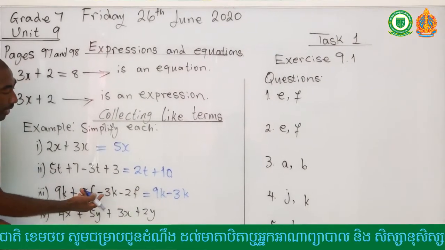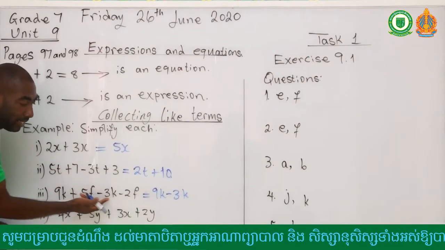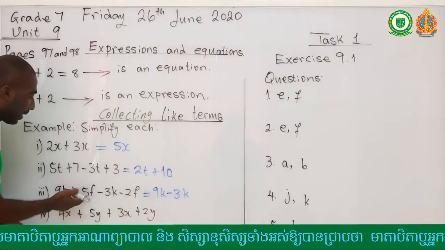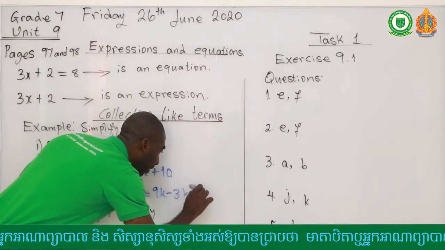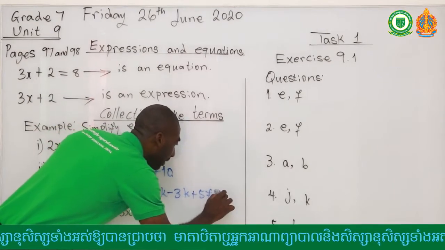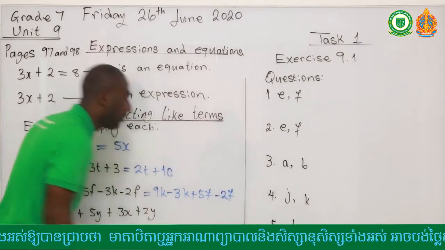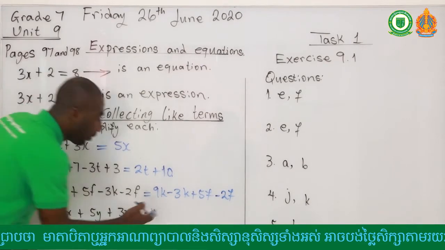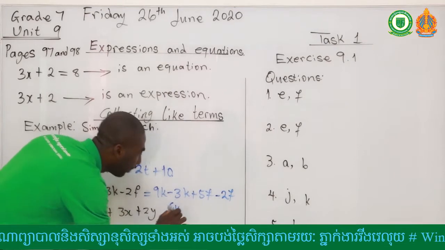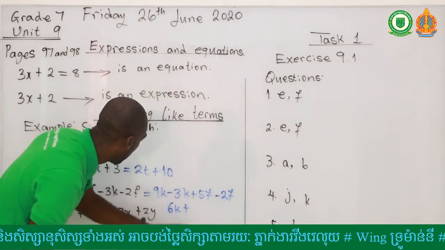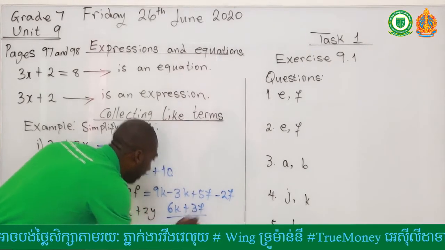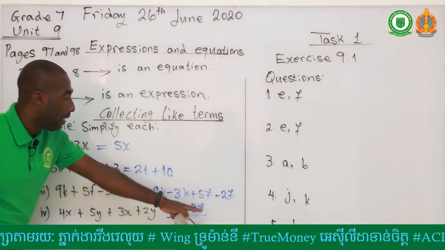Always note that the sign here goes with this figure, okay? So the sign here goes with this figure. So we take this one, then the next one will be 5f. Okay, and then we take 2, which is minus 2f. Okay, so 9 and this one will give us 6k plus this and this will give us 3f. So our final answer becomes 6k plus 3f plus 3f.